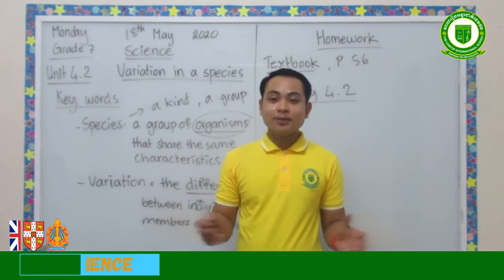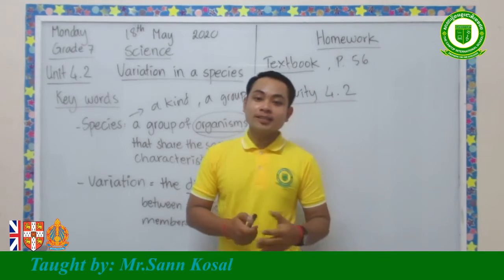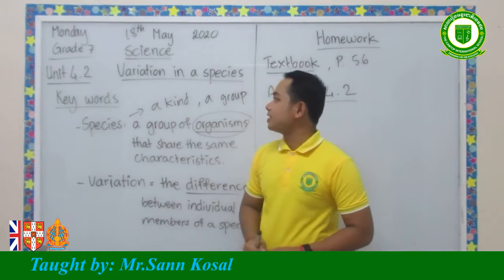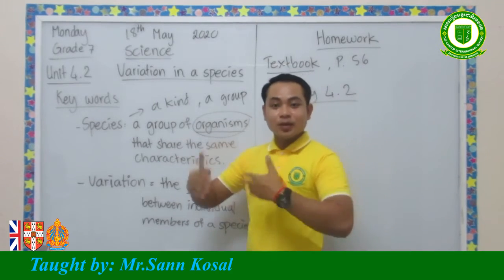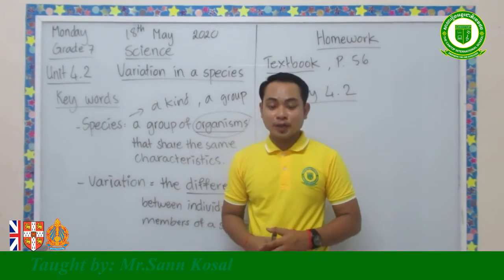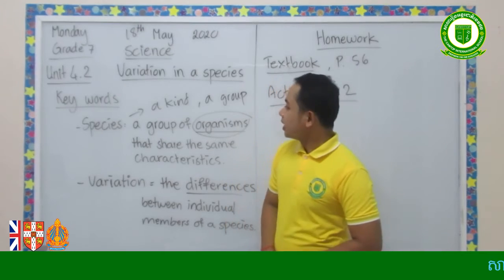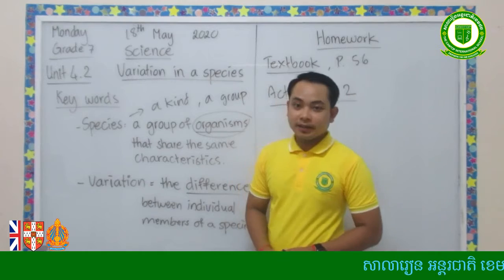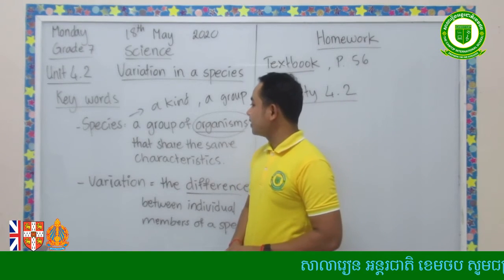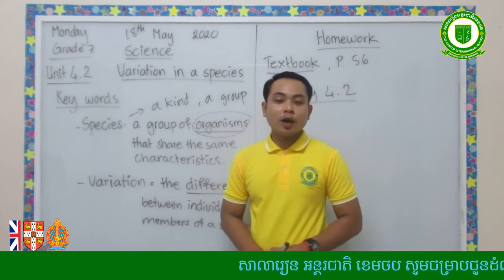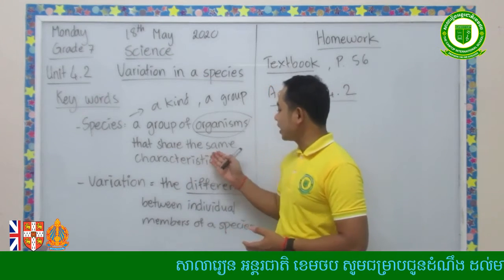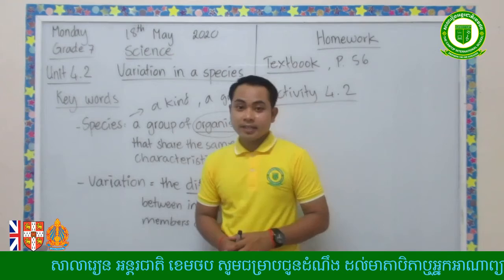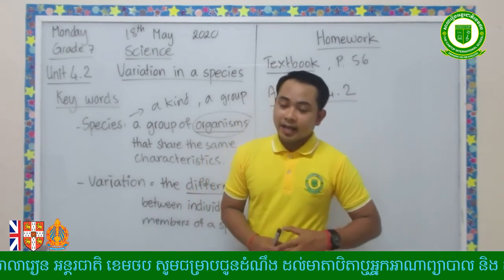So what have you learned today? Your lesson today is about the variation in a species. Okay, so let's do a quick review all together before going to our homework. Variation and species. Take a look at these keywords once again. Species is a group of organisms that share the same characteristic, right? Share the same characteristic. So like a chicken.